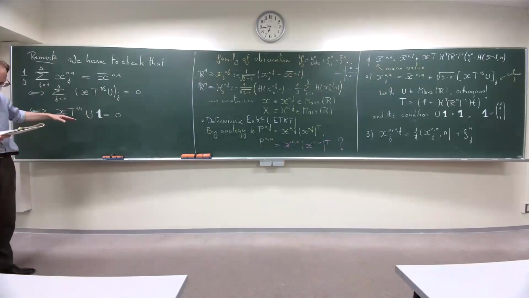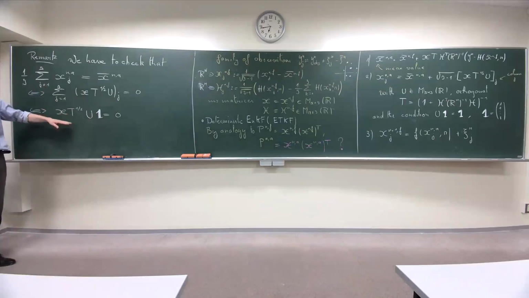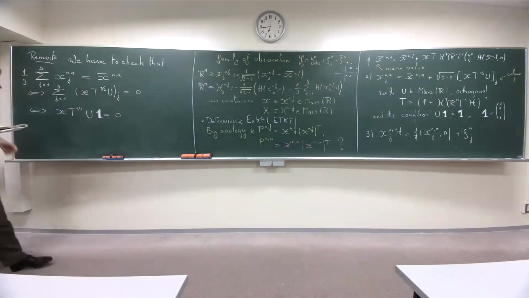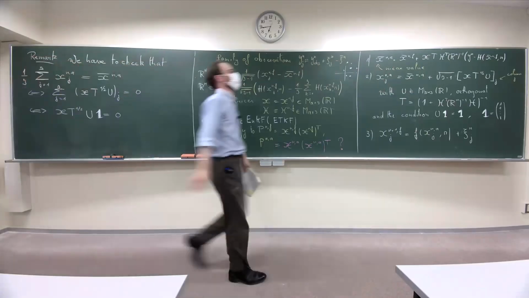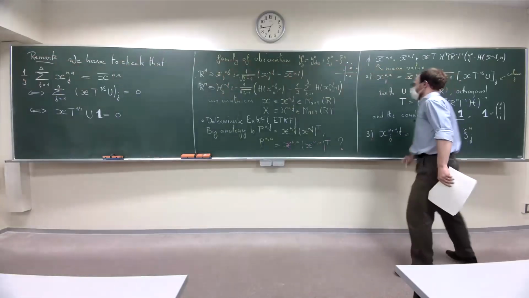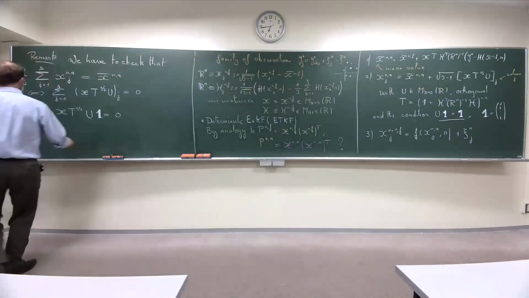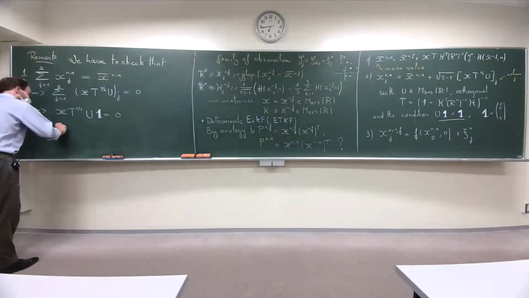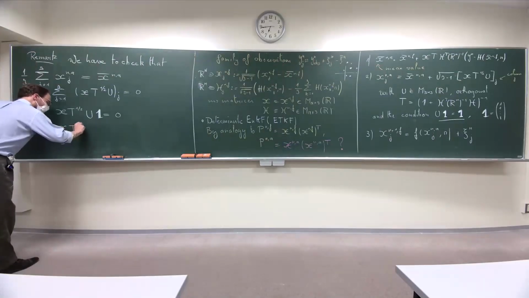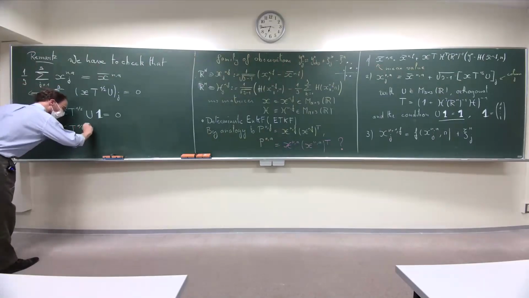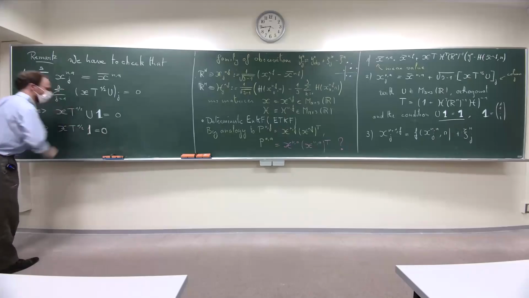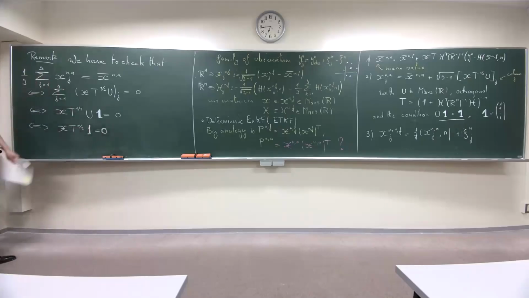Is it correct? Yes, it is correct. You can check. When you apply this matrix to the vector 1, 1, 1, 1, 1, it has to give you 0 all the time. Okay, so I need to check this, but now I have an assumption on u. With this assumption, it's the same as saying x T^{1/2} 1 is 0. Right? I'm using the assumption here.